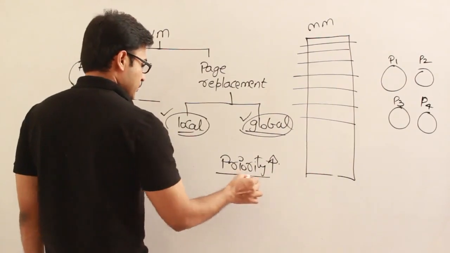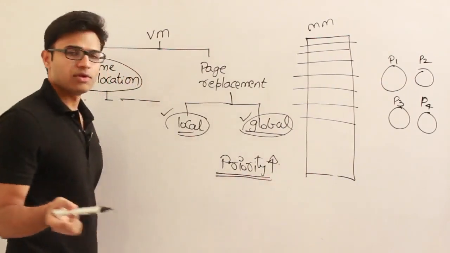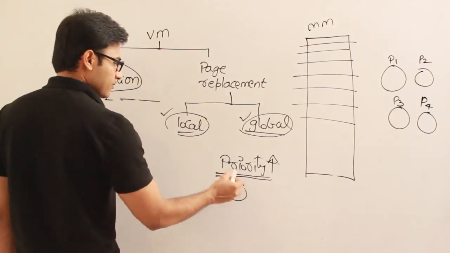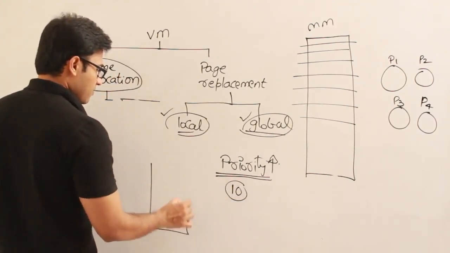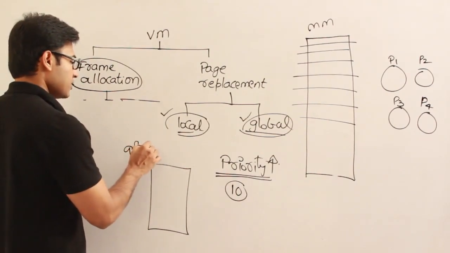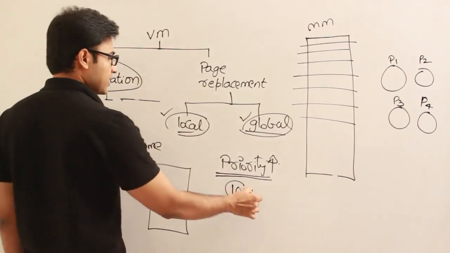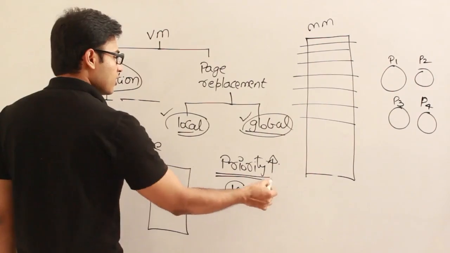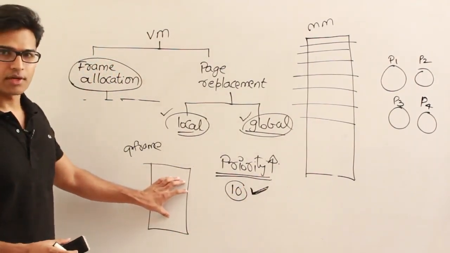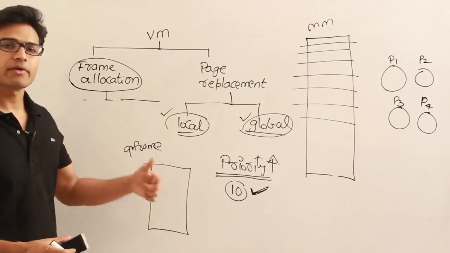And for the process to run, in order to execute each instruction, let us say it requires 10 frames, and you have only 9 frames in the main memory. But it requires 10 frames constantly in order to finish the program. All the 10 frames have to be present so that it can finish. If the 10 frames are not present, it will keep on crashing, right?